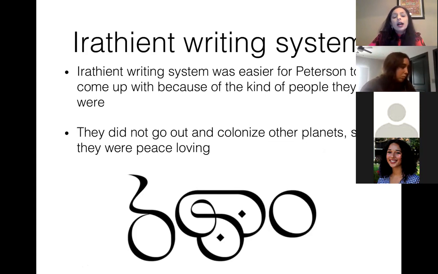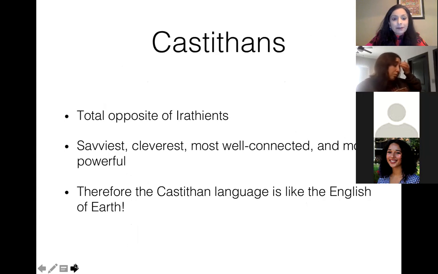So Irathian was actually a writing system that was easier for Peterson to make because of the kind of alien race that Irathians were. They were peace-loving people, right? They did not want to go out there, colonize other planets and other races. So the kind of writing system that he created went with the personality and the kind of people that particular race was.